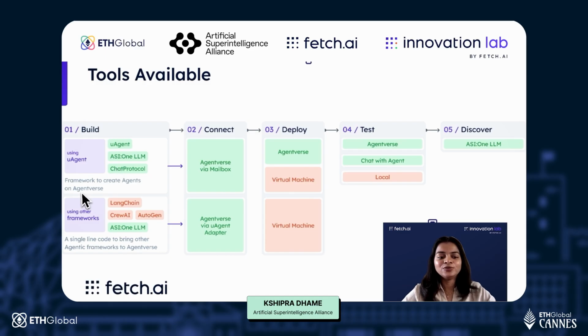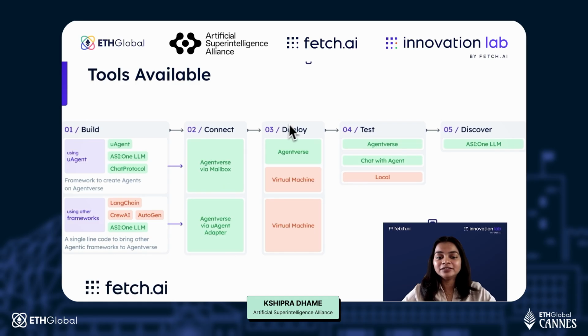Now, let's say you have built agents using different frameworks such as LangChain, CrewAI, AutoGen, or MCPs, and you want to bring those agents to Agentverse. For that, we have something known as the UAgents adapter, which will help you connect these agents that are built using different frameworks to Agentverse. And let's say you've built some UAgent that is on your local machine and you want to connect that UAgent to Agentverse, you can use the mailbox feature. We will be looking at it shortly.